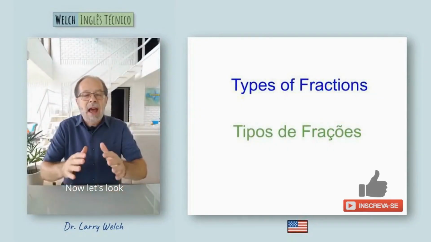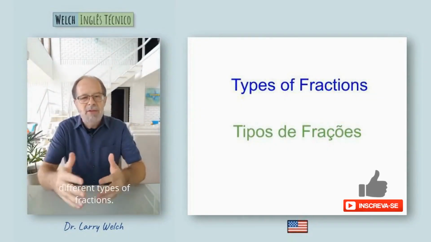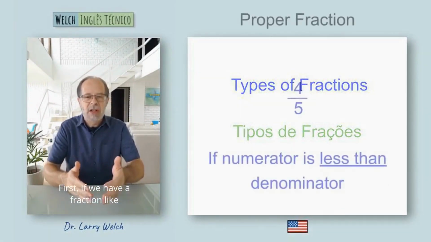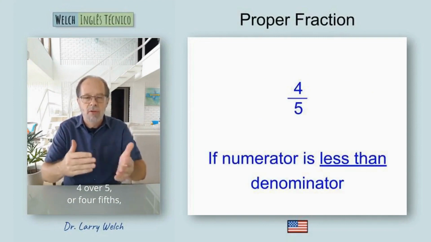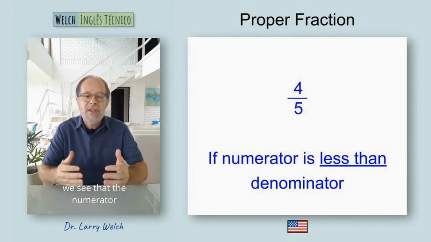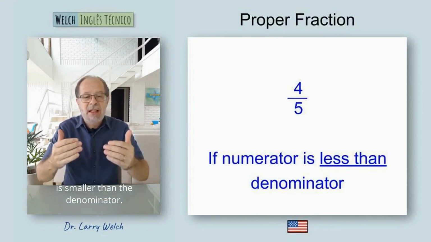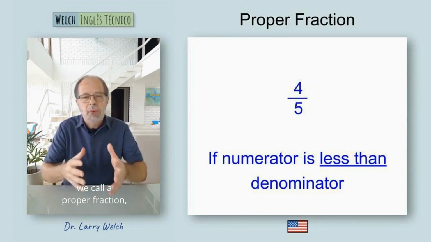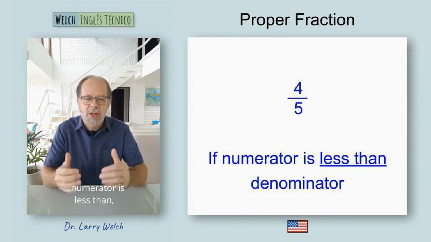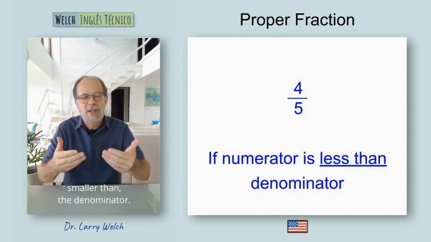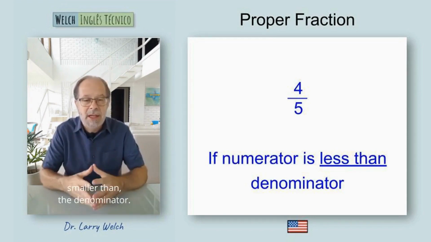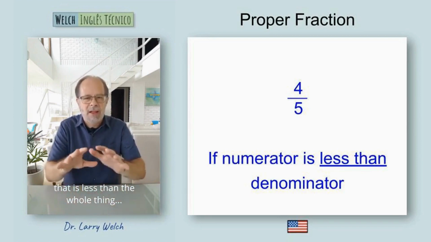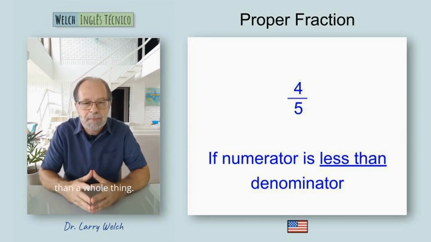Now let's look at some of the names that we give different types of fractions. First, if we have a fraction like 4 over 5 or 4/5, we see that the numerator is smaller than the denominator. This kind of fraction we call a proper fraction. Numerator is less than, smaller than the denominator. And we can use it to represent something that is less than a whole thing.